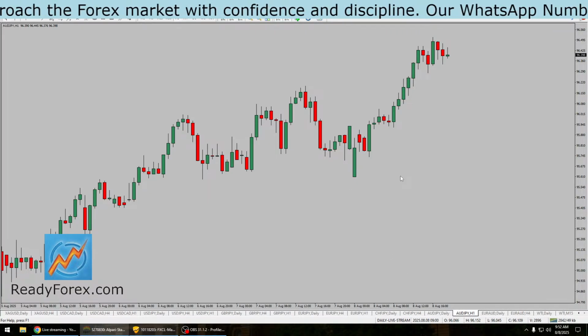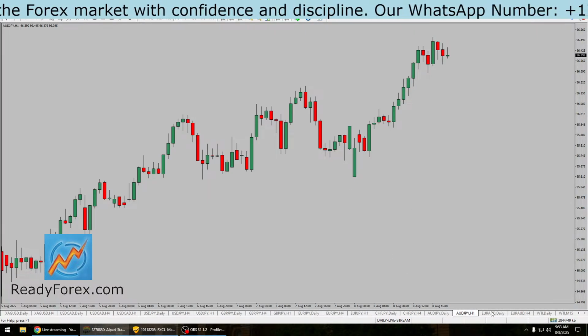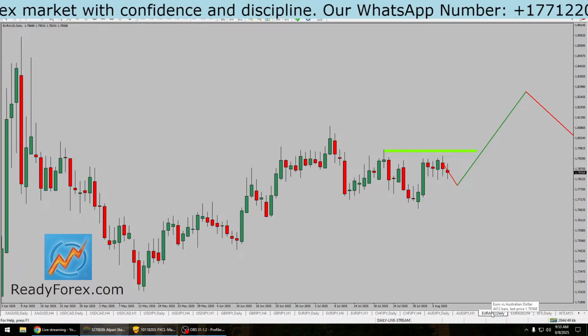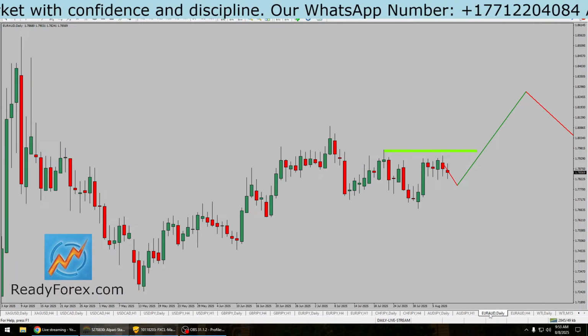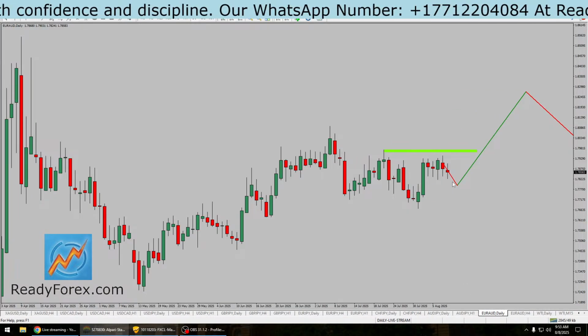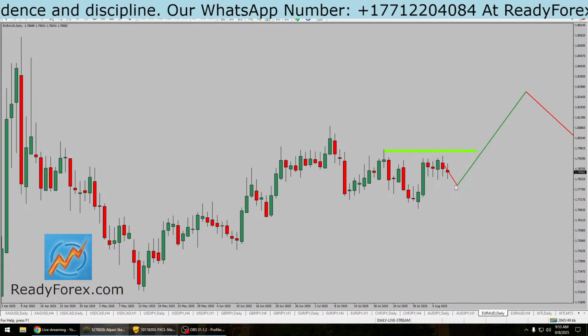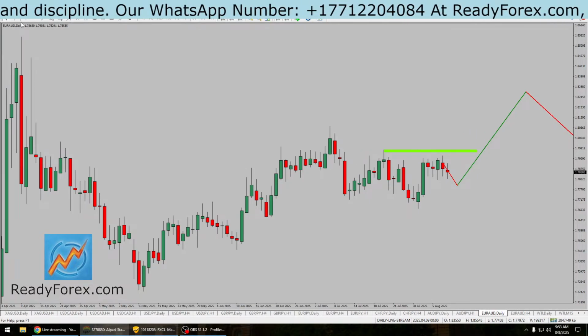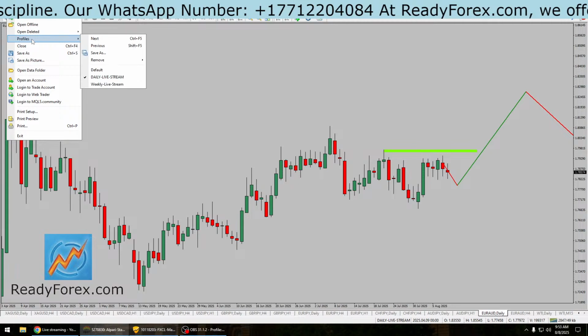Let's take a look at some more pairs. Euro AUD pair. Let's go to Euro AUD. The trend is up in Euro AUD currency pair. Check out what's going on.